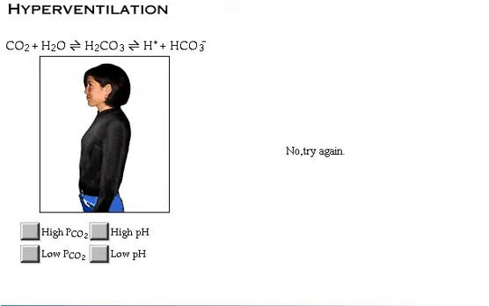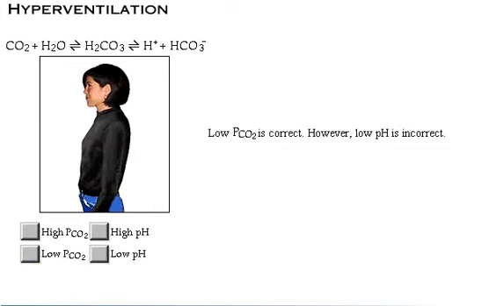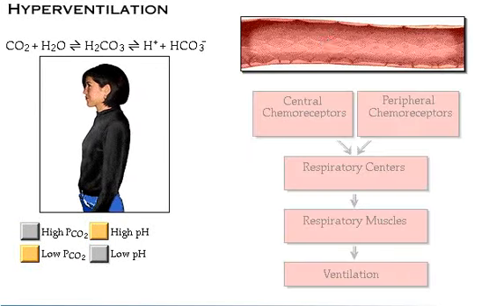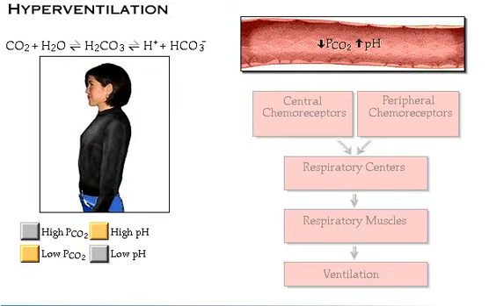No, try again. Low PCO2 is correct. However, low pH is incorrect. Correct. During hyperventilation, carbon dioxide is exhaled, lowering the PCO2. This drives the chemical reaction to the left, decreasing the hydrogen ion concentration and increasing pH.